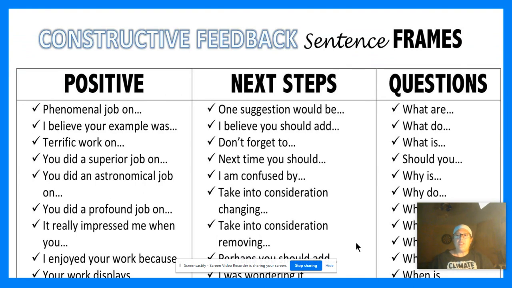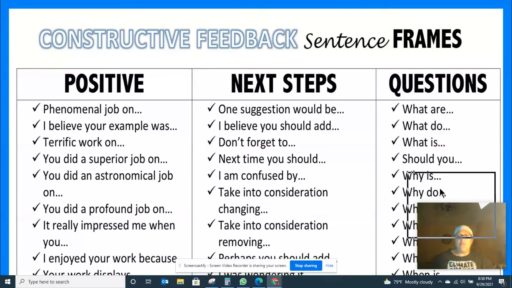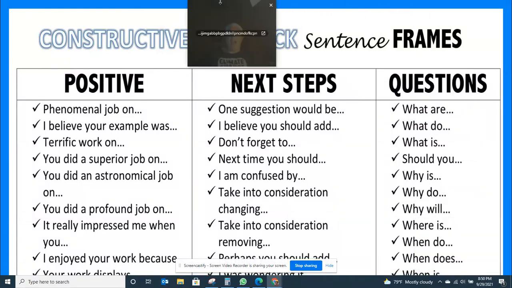So these are some constructive feedback sentence frames that'll help you develop how you give the feedback. And you'll notice that we have the positive, next steps, and the questions. So again, when you're giving positive, you're not just saying, I liked it, or that was a cool project, or you're so awesome, even though you are awesome. But you need to be specific. You did terrific work on explaining the science behind how your project works. I'm a science teacher, so I'm going to use science as an example.